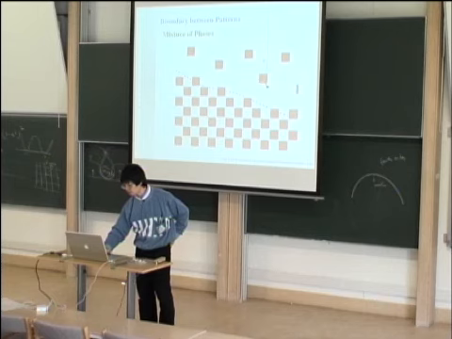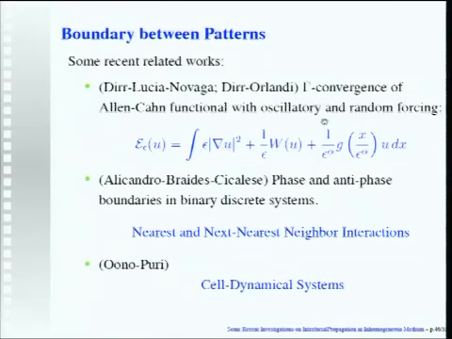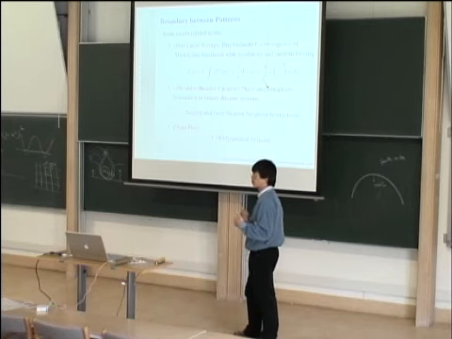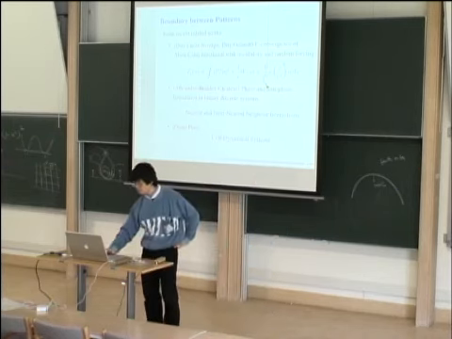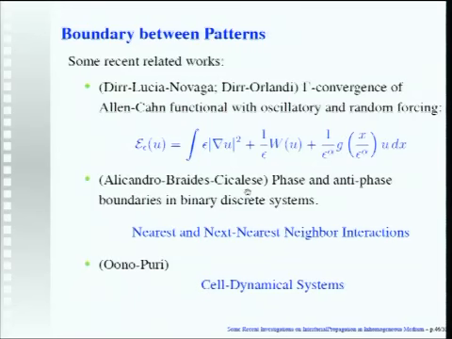And this kind of idea has also appeared in various works in the stationary case. De Lucia, Novaga, and Orlandi have considered gamma convergence for this Allen-Cahn functional with oscillatory but random forcing, trying to derive some effective interface between patterns. And in the discrete system, Alicandro, Braides, and Cicalese look at phase and antiphase boundaries in binary discrete systems. And very importantly, they study nearest and next nearest neighbor interactions.